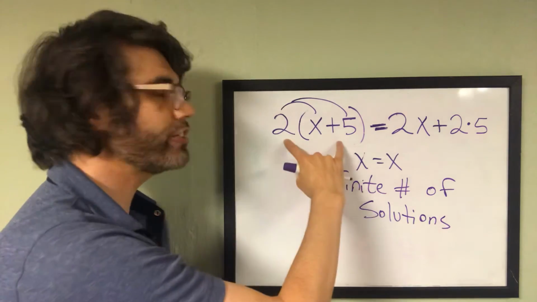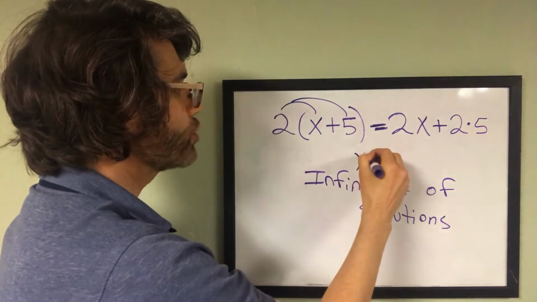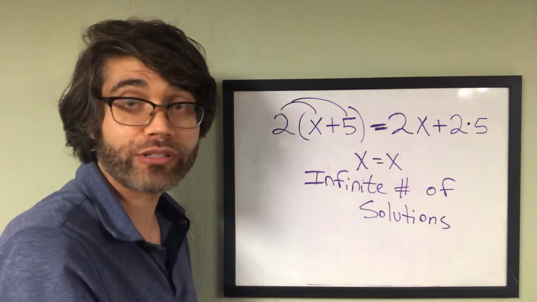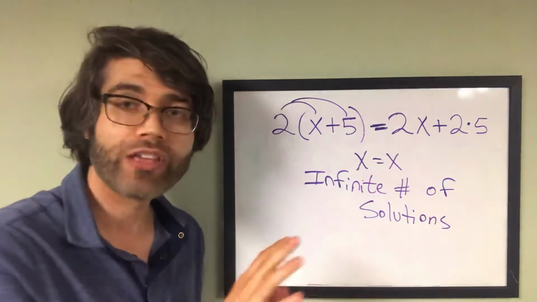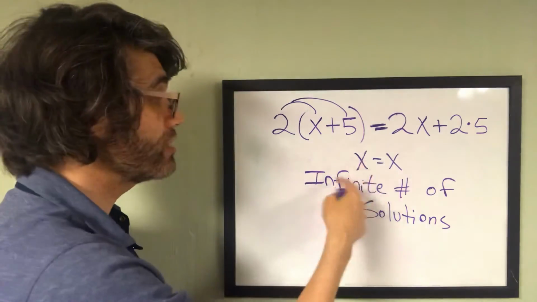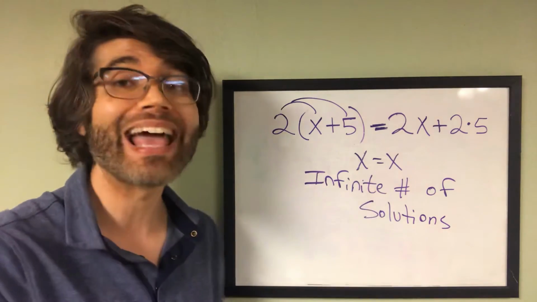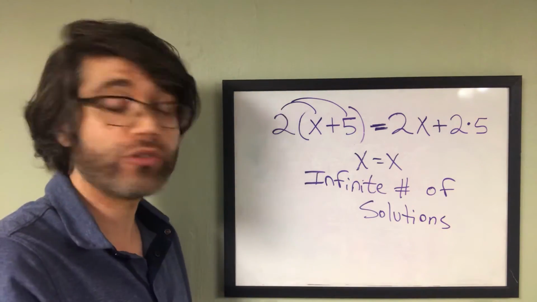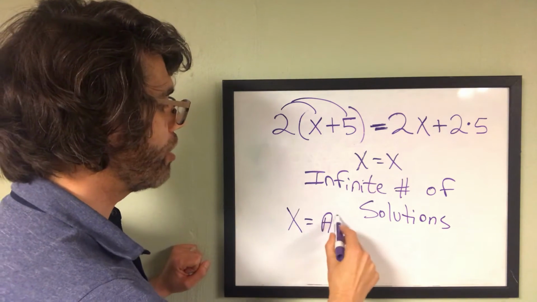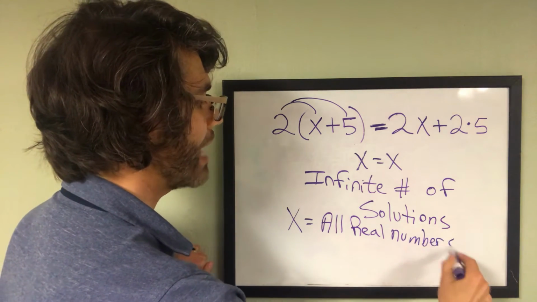So when you have a factored version on the left-hand side and the expanded version on the right-hand side, and you try to solve for x, you're going to come up with x equals x, or whatever the variable equals the variable. And what does that mean? You may think that you made a mistake, but you have not made a mistake. What you have stumbled upon is a very cool thing, and that means that x could be anything. So you would say x equals all real numbers.